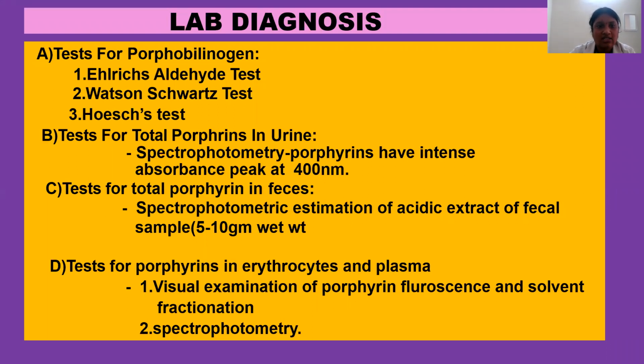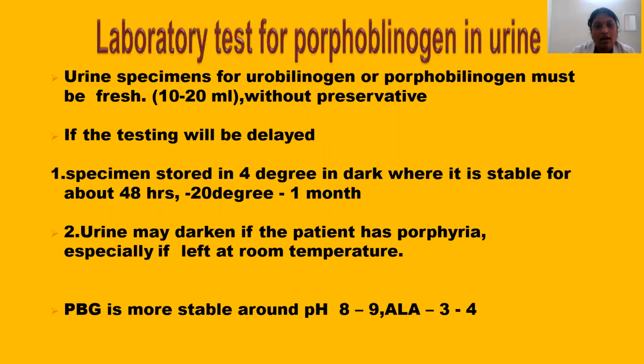Ehrlich's test, Watson-Schwartz test, and tests for total porphyrins: in urine by spectrophotometry, in feces by spectrophotometric estimation, and in erythrocytes and plasma by fluorescence spectrophotometry. And these are the laboratory tests for porphobilinogen in urine.